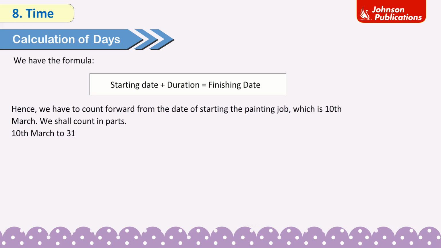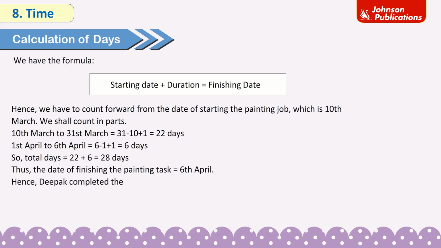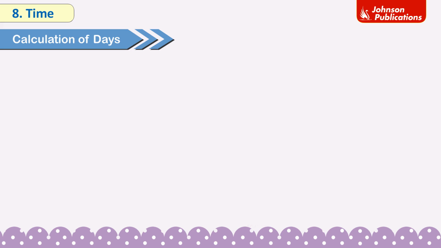10th March to 31st March equals 31 minus 10 plus 1, which is equal to 22 days. 1st April to 6th April equals 6 minus 1 plus 1, which is equal to 6 days. So, total days equals 22 plus 6, which is equal to 28 days. Thus, the date of finishing the painting task equals 6th April. Hence, Deepak completed the painting task on 6th April.